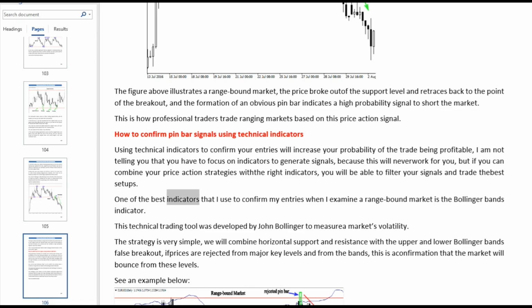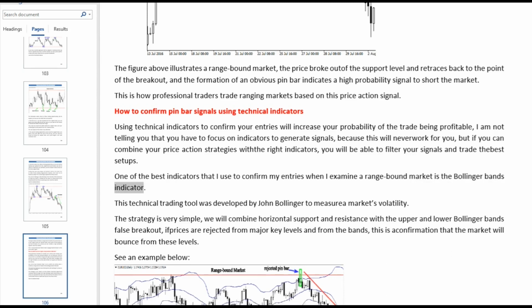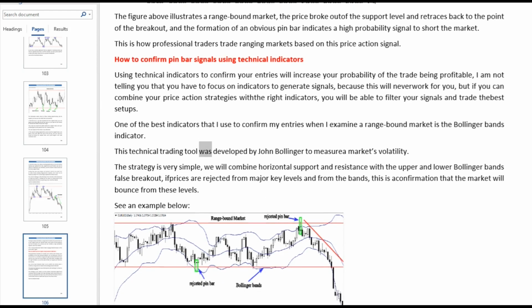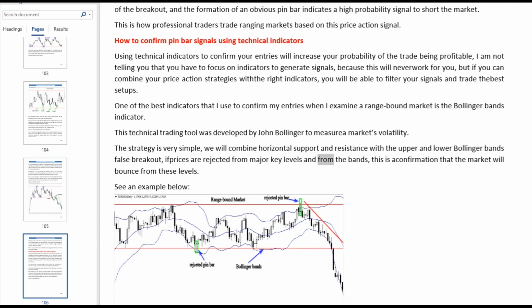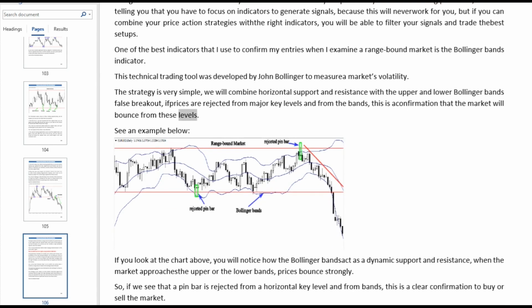One of the best indicators that I use to confirm my entries when I examine a range-bound market is the Bollinger Bands indicator. This technical trading tool was developed by John Bollinger to measure a market's volatility. The strategy is very simple. We will combine horizontal support and resistance with the upper and lower Bollinger Bands false breakout. If prices are rejected from major key levels and from the bands, this is a confirmation that the market will bounce from these levels. See an example below.